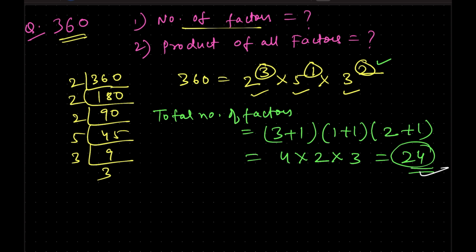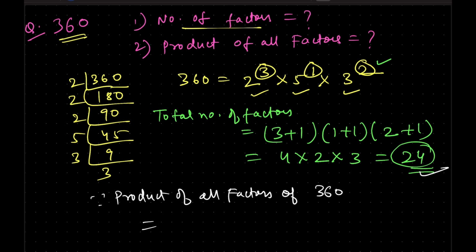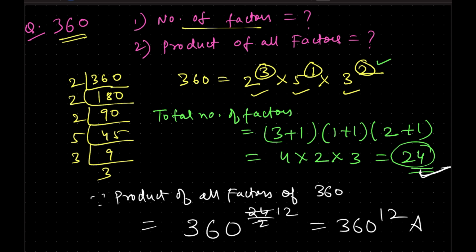So what will be the product of these factors? Product of all factors of 360. You know that we will again find the pairs. Our formula was the number itself, 360, to the power of the total number of factors divided by 2. We know there are 24 factors, so 24 divided by 2 is 12. 360 to the power 12 will be the answer.